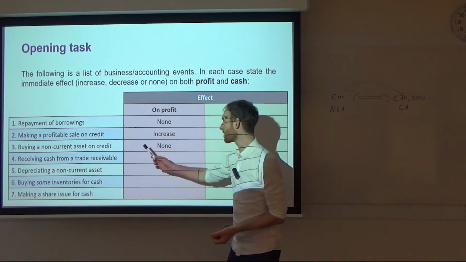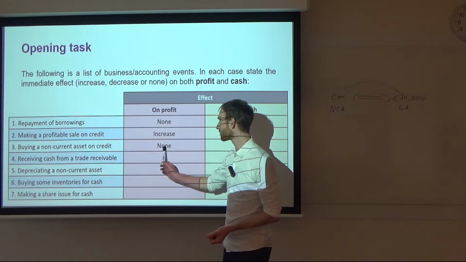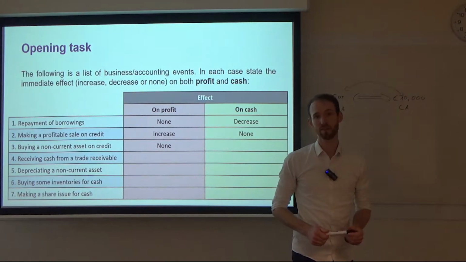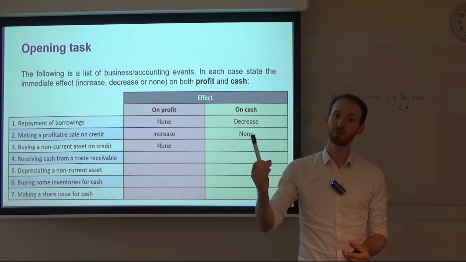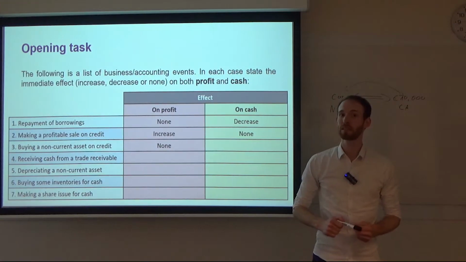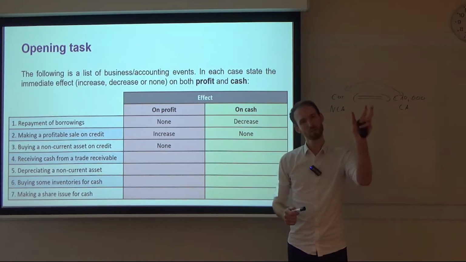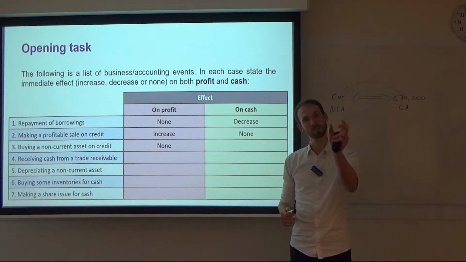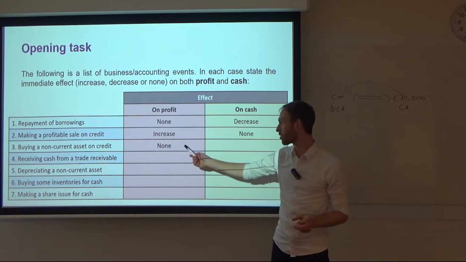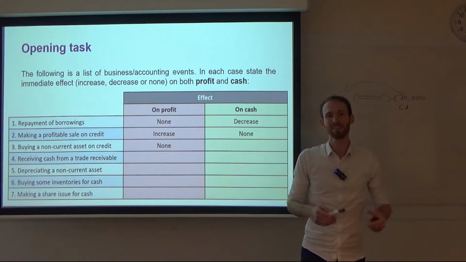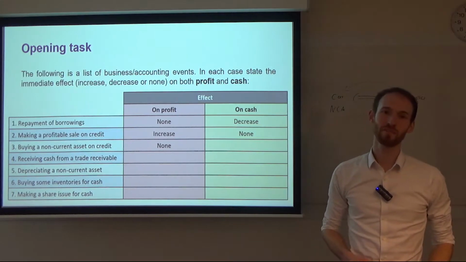So this means buying a non-current asset on credit has no effect whatsoever on profit. There's no cost which would, let's say, decrease the profit in the end. Because we said revenue minus cost is profit, and so there's no cost involved. And of course, if you buy the car, in this case, there is also no revenue involved.